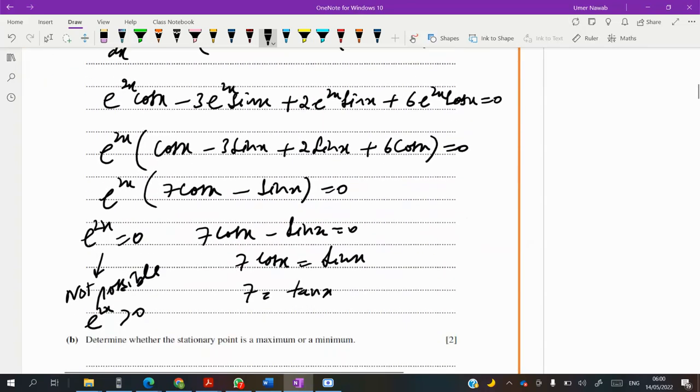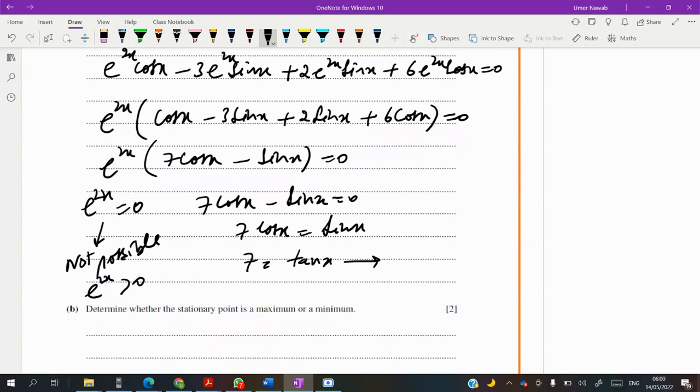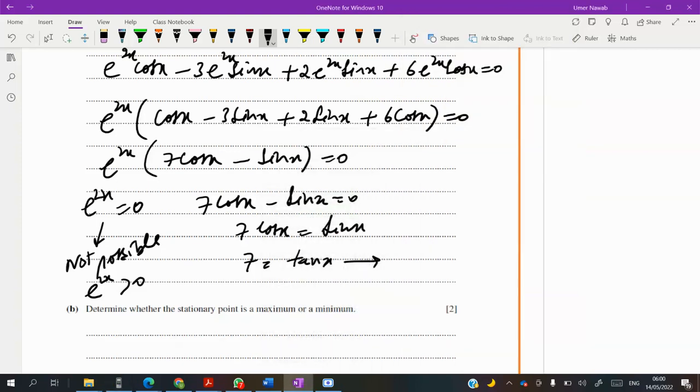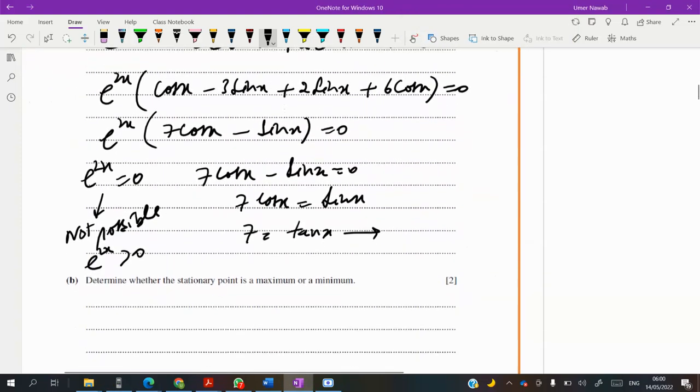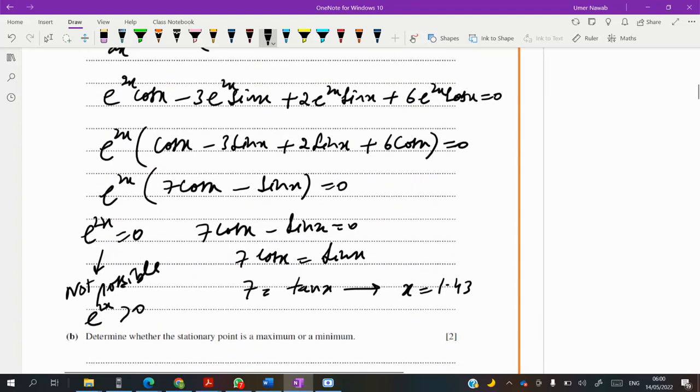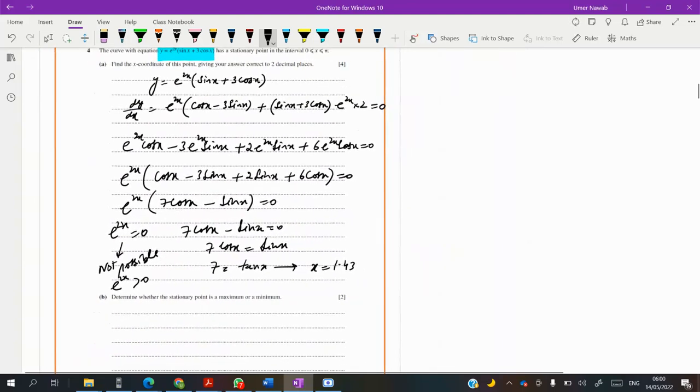So he said find the x coordinate. You can write shift tan. Your calculator must be in radian mode. Shift tan 7 gives you 1.43. So x is equal to 1.43. Determine whether the stationary point is maximum or minimum. We need to take the second derivative.